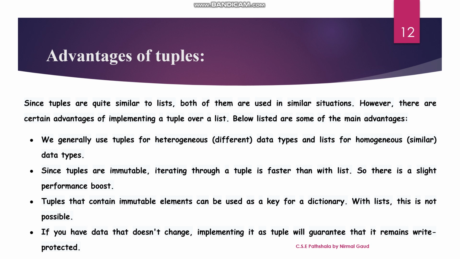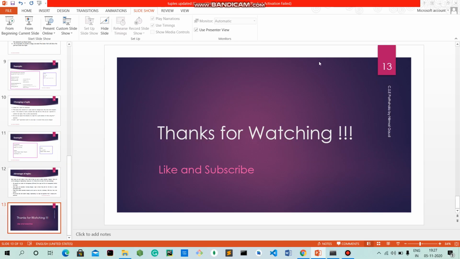Now, what are the advantages of tuples? Tuples that contain immutable elements can be used as the key for a dictionary. With lists, this is not possible because they are mutable. Since tuples are immutable, iterating through a tuple is faster than a list, so there is a slight performance boost also. Tuples are quite similar to lists, both of them are used in similar situations. And we generally use tuples for heterogeneous data types and lists for homogeneous data types. Now we will solve the example.